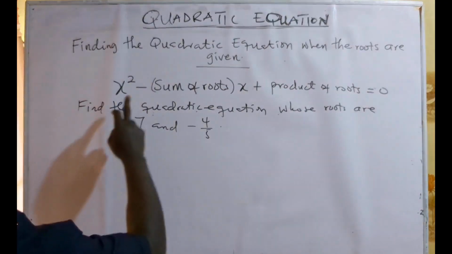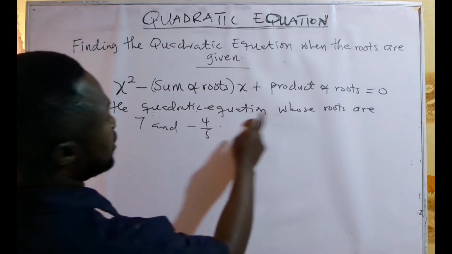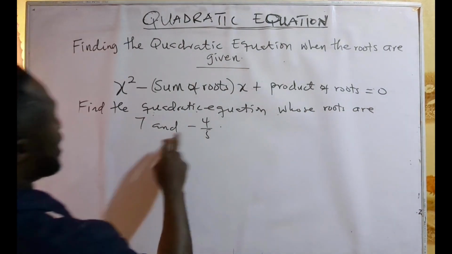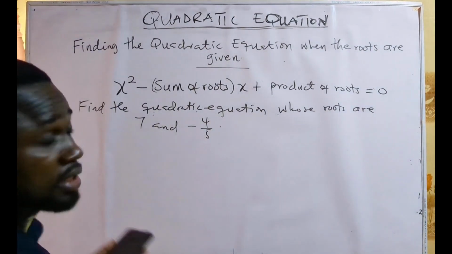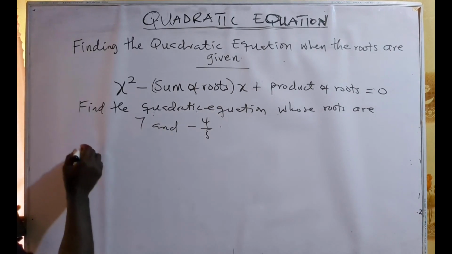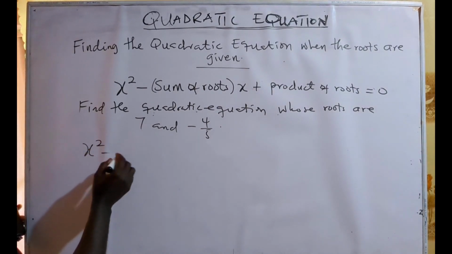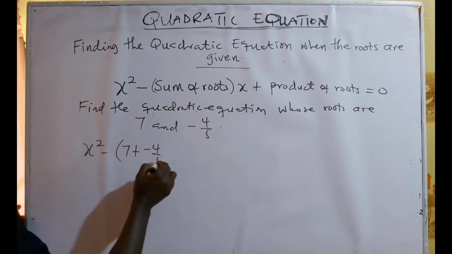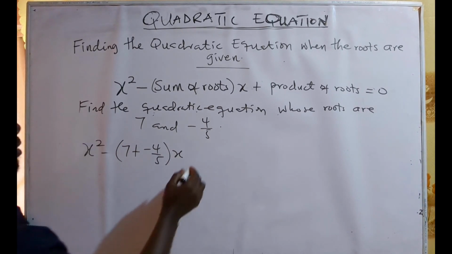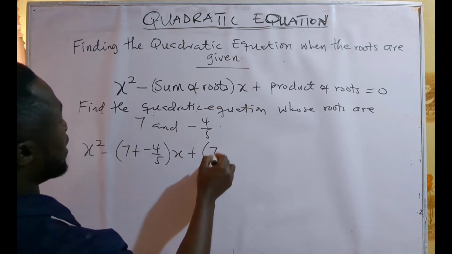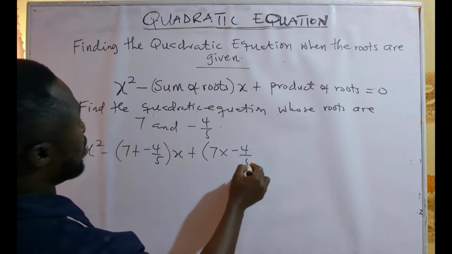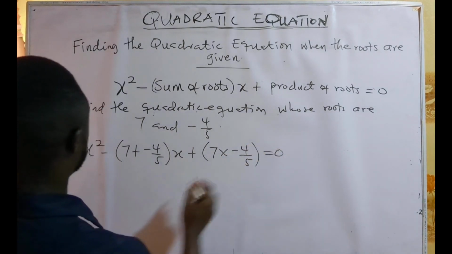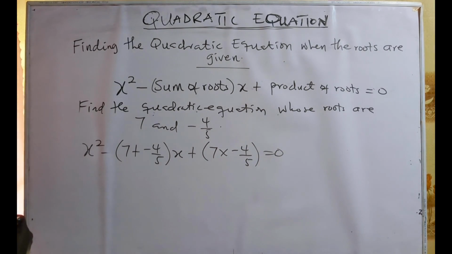All right. Find the quadratic equation whose roots are 7 and minus 4 on 5. And let's see how we are going to do it. So we know that we have x squared minus the sum, so the sum is 7 plus minus 4 on 5, multiplied by x, plus the product, so 7 times minus 4 on 5, equal to 0. So this is what we are going to have.